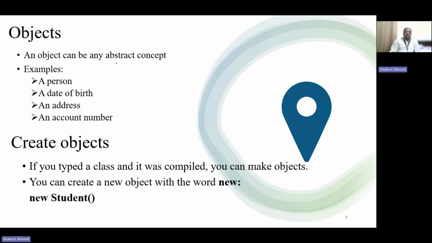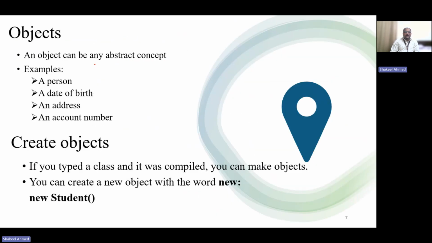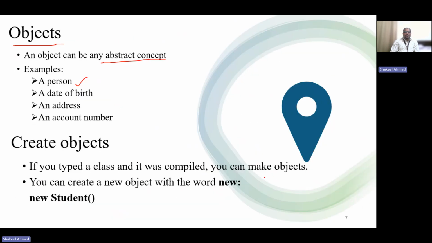Okay, now we have defined a class. Now we want to make an object. An object can be any abstract concept. A person can be an object, with a date of birth, an address, and an account number. All these things go into an object. So how do you create objects now? If you type a class and it compiles, you can make objects.